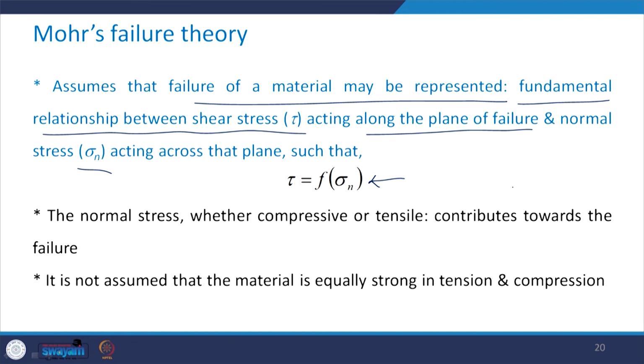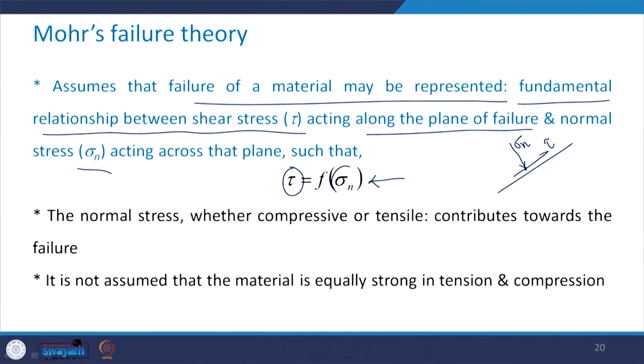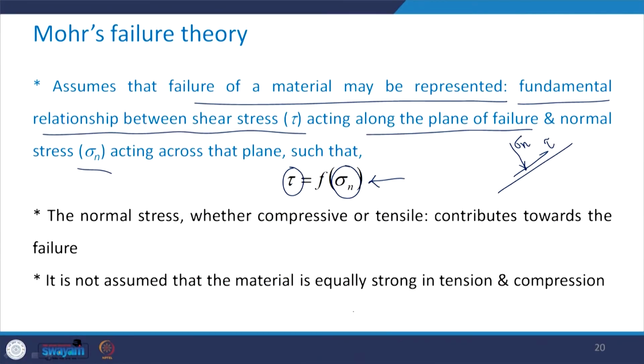That means, let us say that you have a plane of failure, then the shear stress along this plane, this tau, is a function of the normal stress on this plane, that is sigma n. Now, this normal stress, whether it is compressive or tensile, contributes towards the failure. It is not assumed in this theory that the material is equally strong in tension as well as in compression. Mohr only suggested that there is going to be a relationship between tau and sigma n. However, he never said what kind of relationship it is going to be, whether it is going to be linear or non-linear. It was not mentioned.